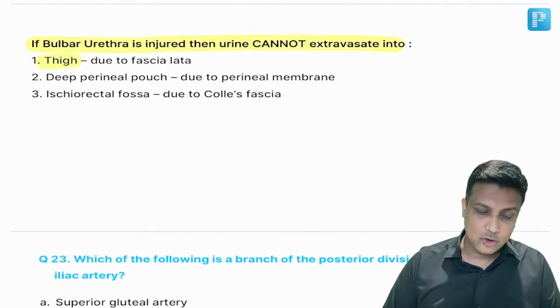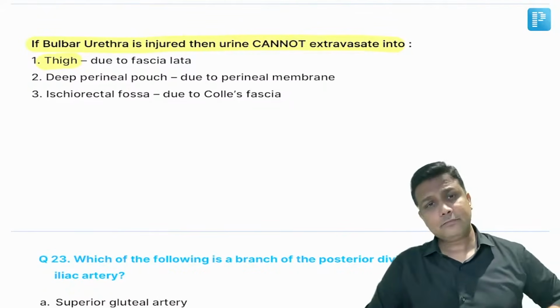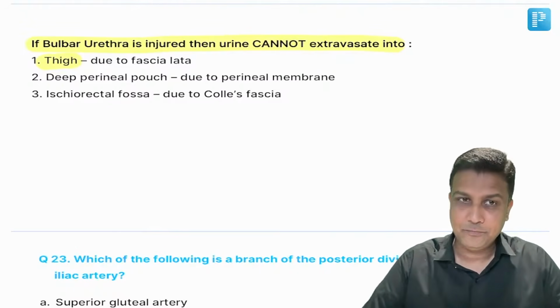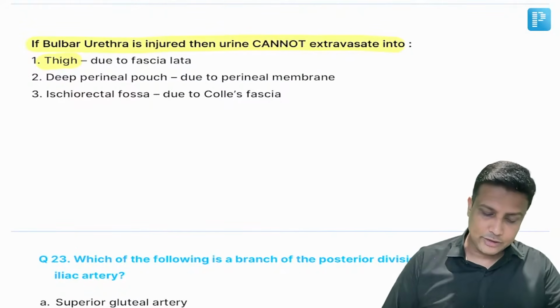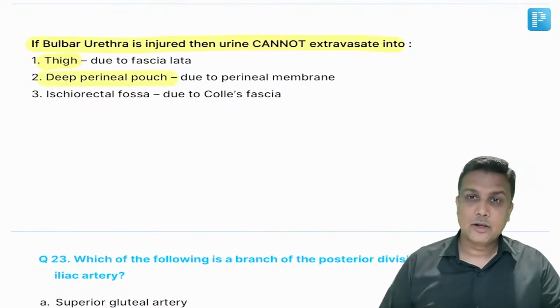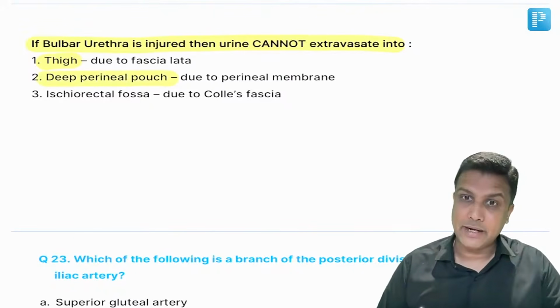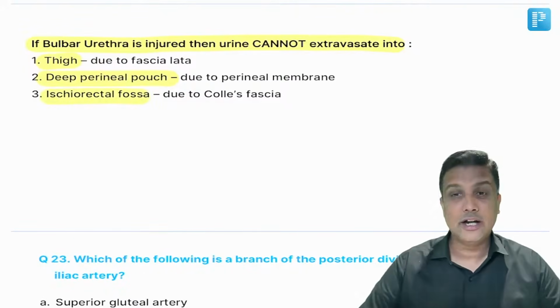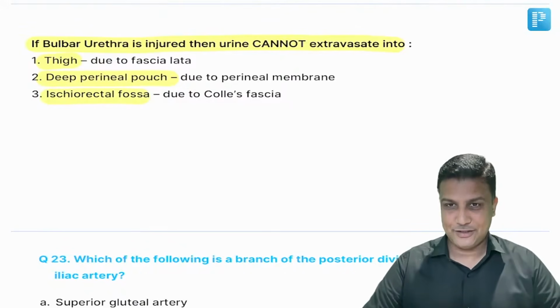The urine cannot go into the thigh. Why? Because of fascia lata. The urine cannot go into the deep perineal pouch due to the presence of perineal membrane. And similarly, the urine cannot go into the ischiorectal fossa also due to the presence of Colles fascia.